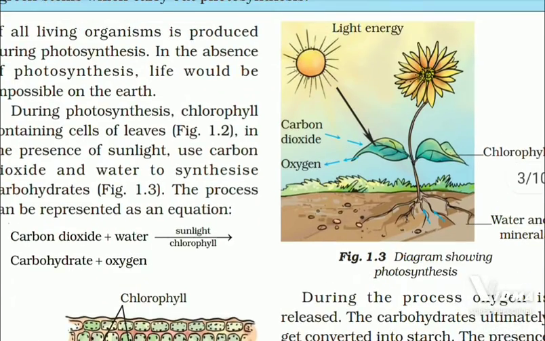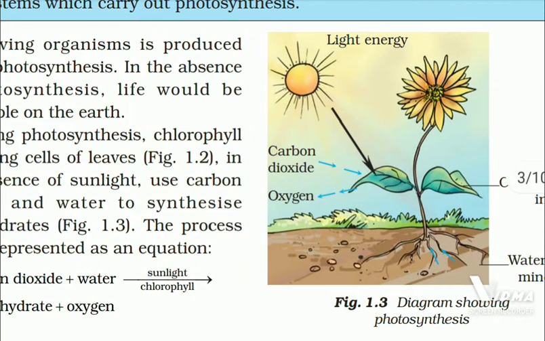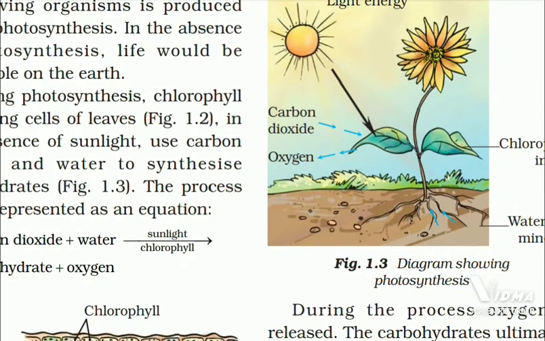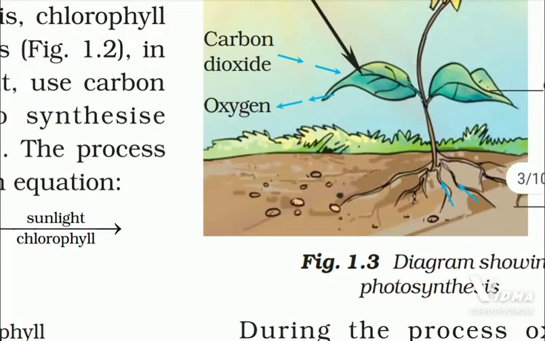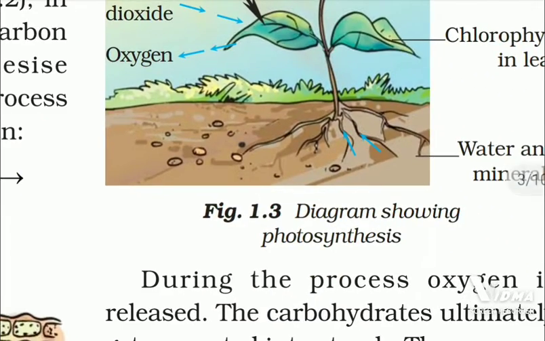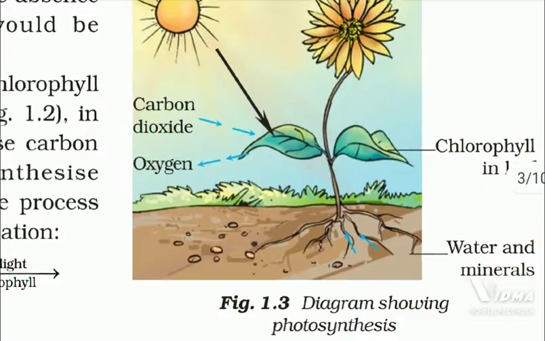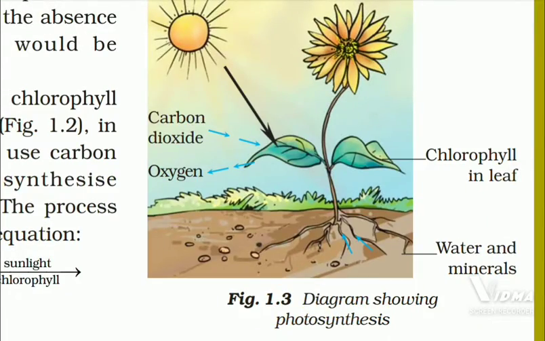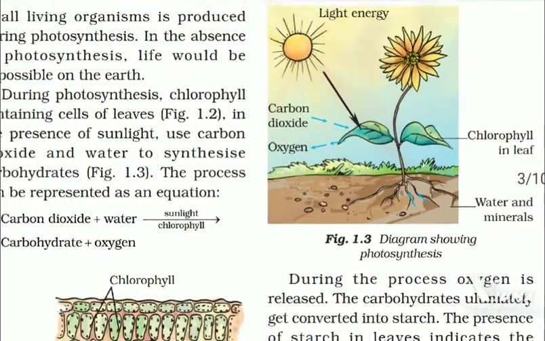You can see the sunlight from the sun falls onto the leaves. Chlorophyll is present in the leaf, and it captures the sunlight. Carbon dioxide from the atmosphere enters the leaves through different pores. From the roots, as you can see in the diagram, water and different minerals are transported into the leaves and to all parts of the plant. During this process, oxygen is released.